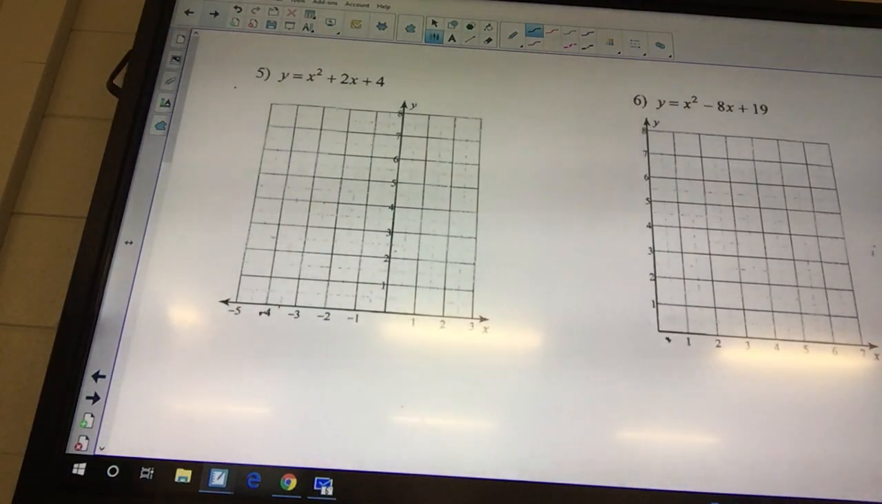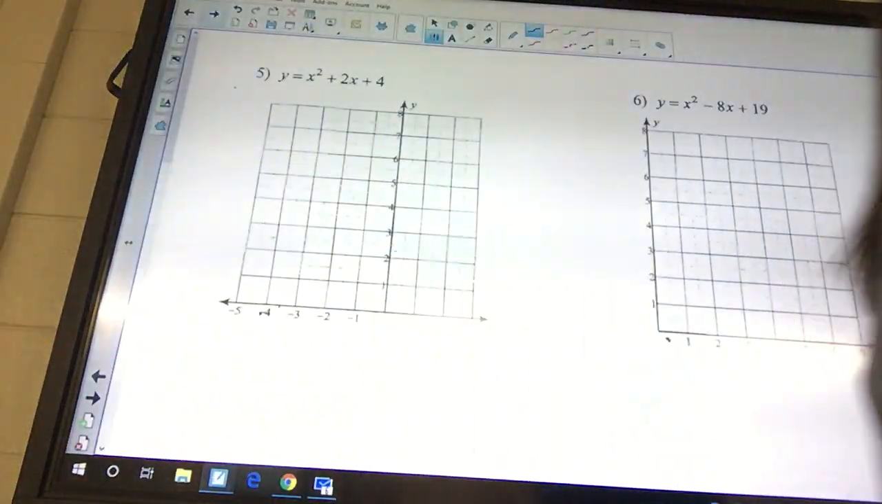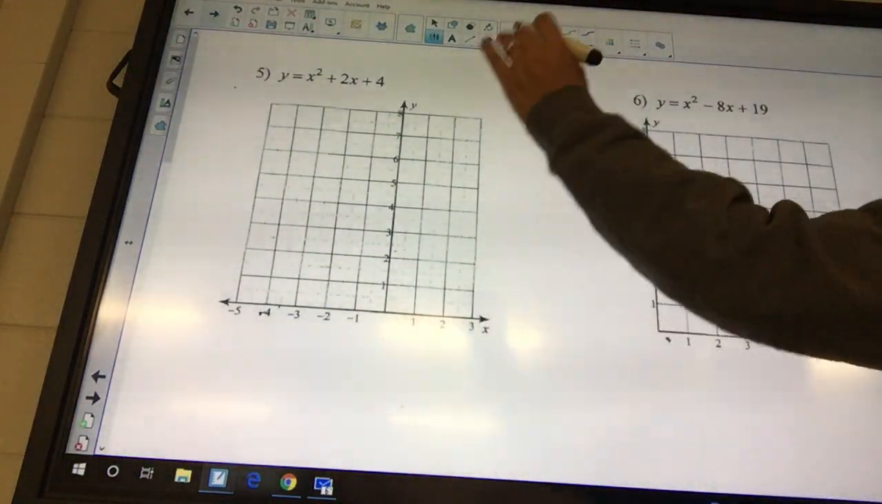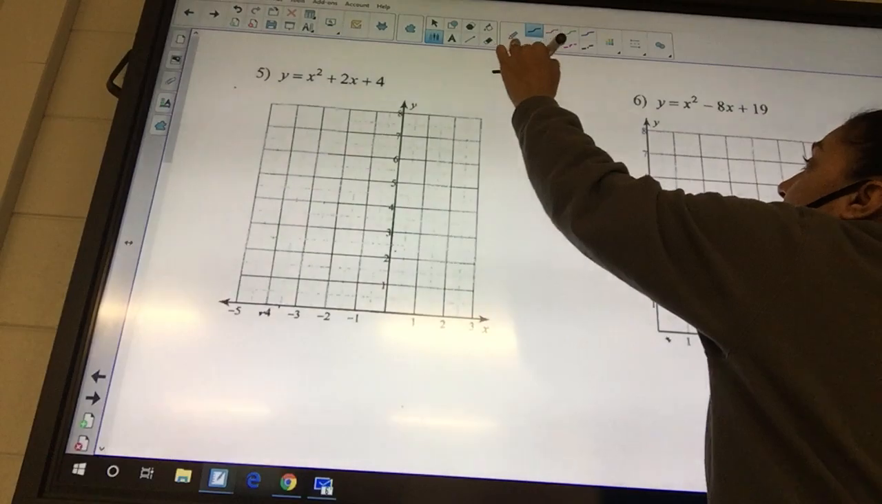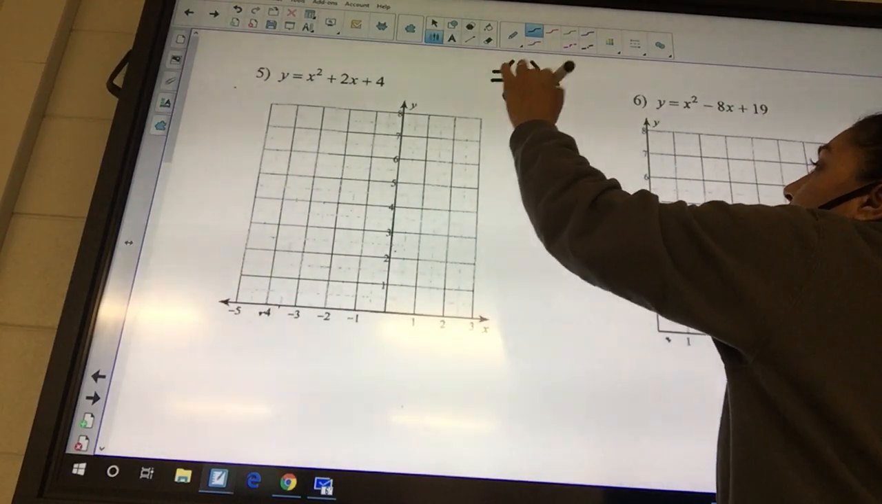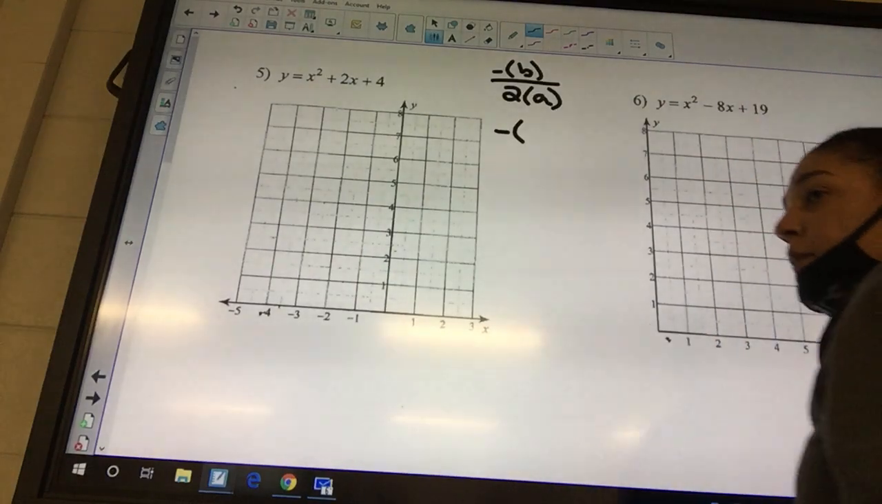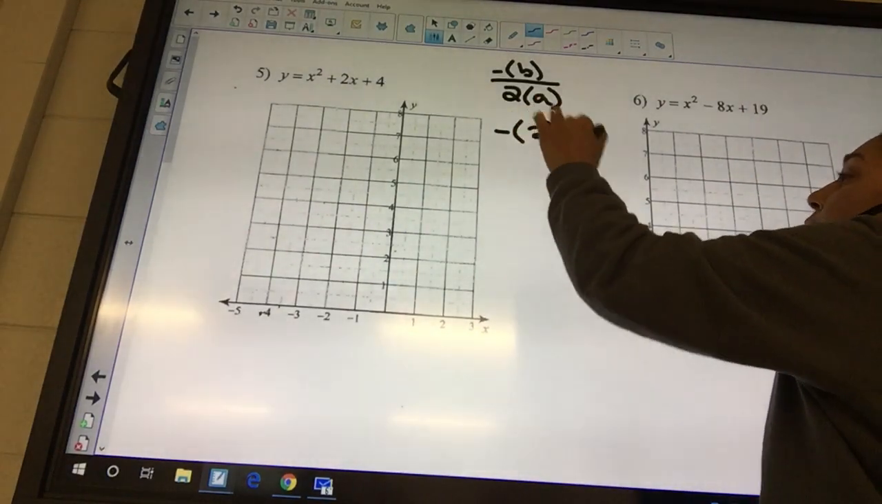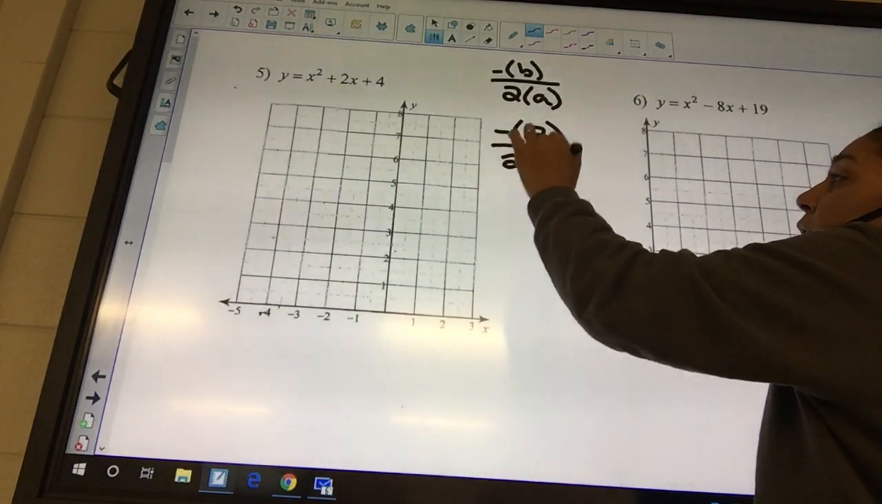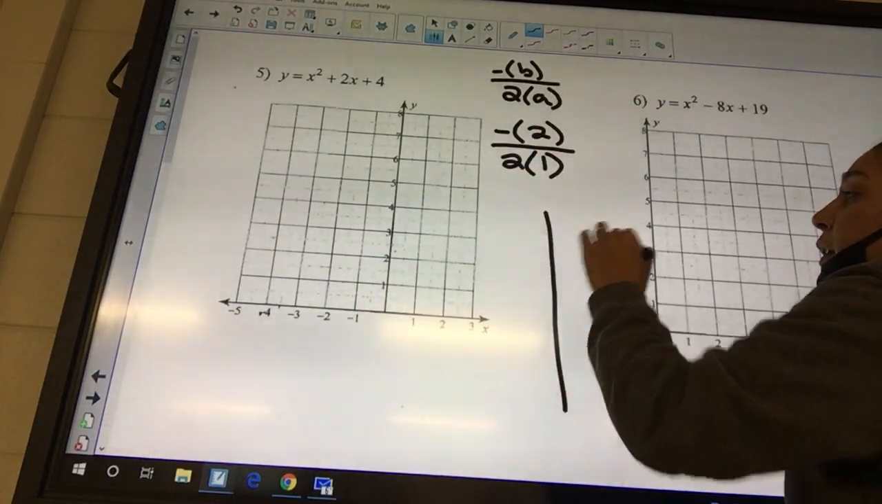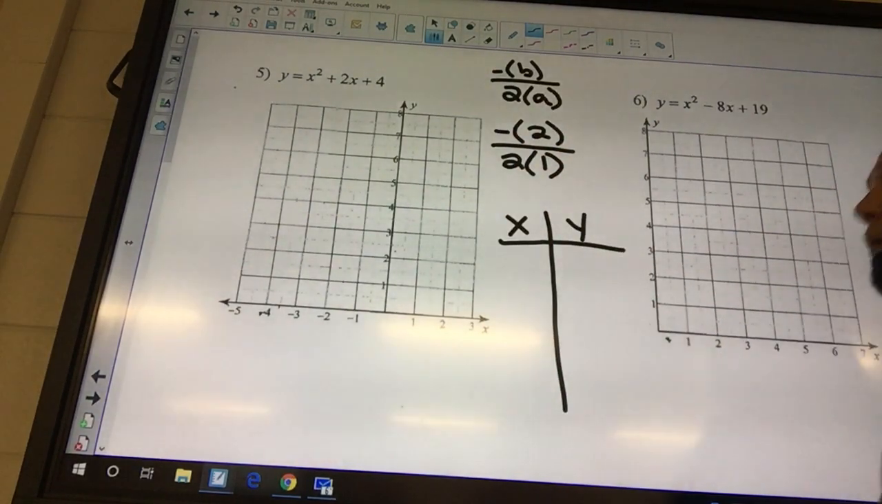Okay, look at 5. We need to find the vertex. What's the formula? Negative B over 2 times our A. So we got negative, what's our B? 2 over 2. What's our A? 1. Plug it in your calculator, see what you get. I got negative 1.